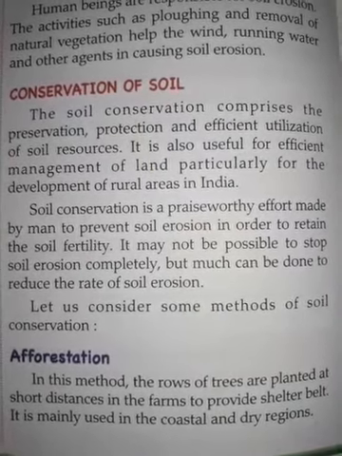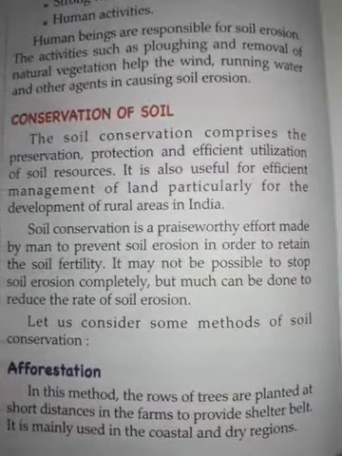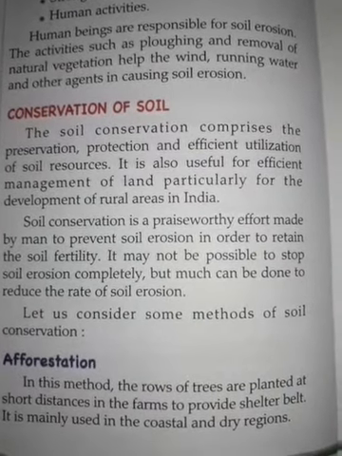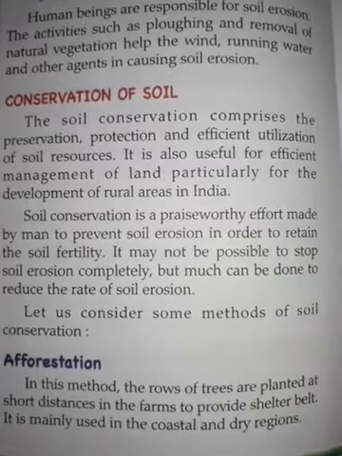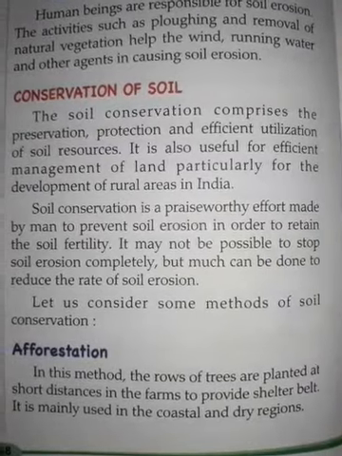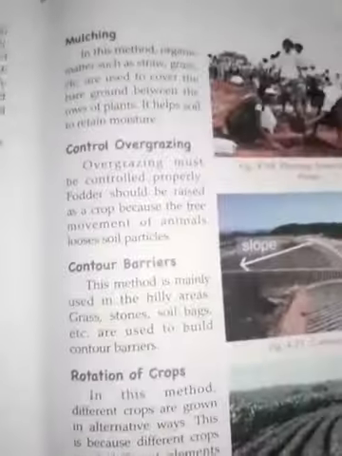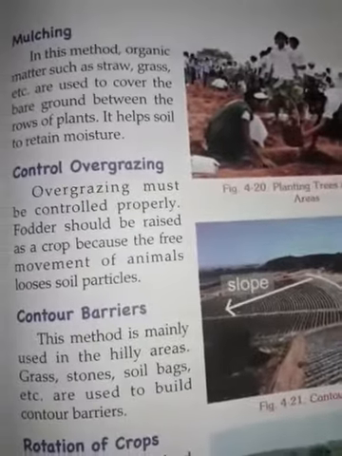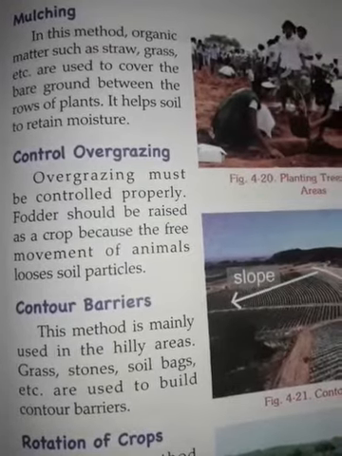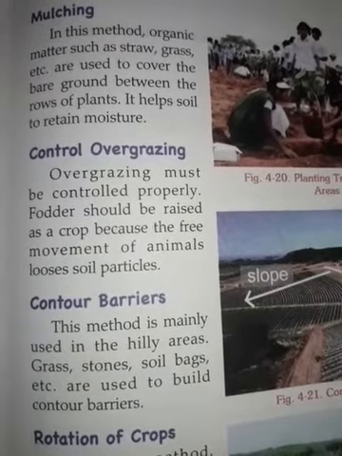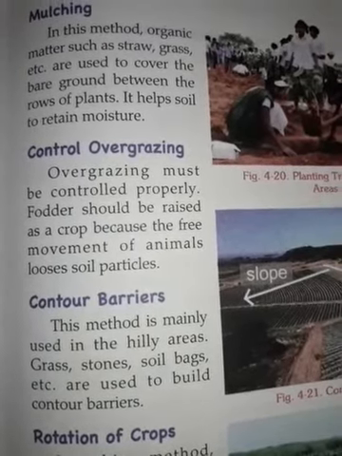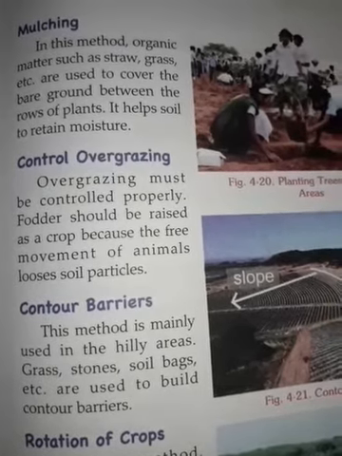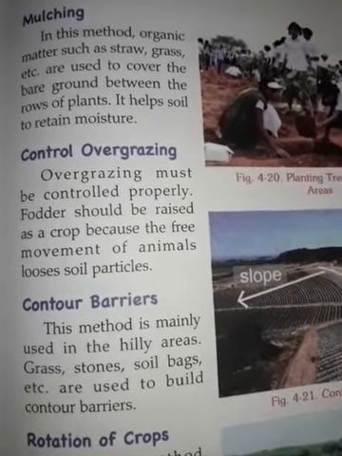The soil will be held together tightly. Then mulching. In this method, organic matter such as straw, grass, etc. are used to cover the bare ground between the rows of plants. It also helps in retaining moisture.